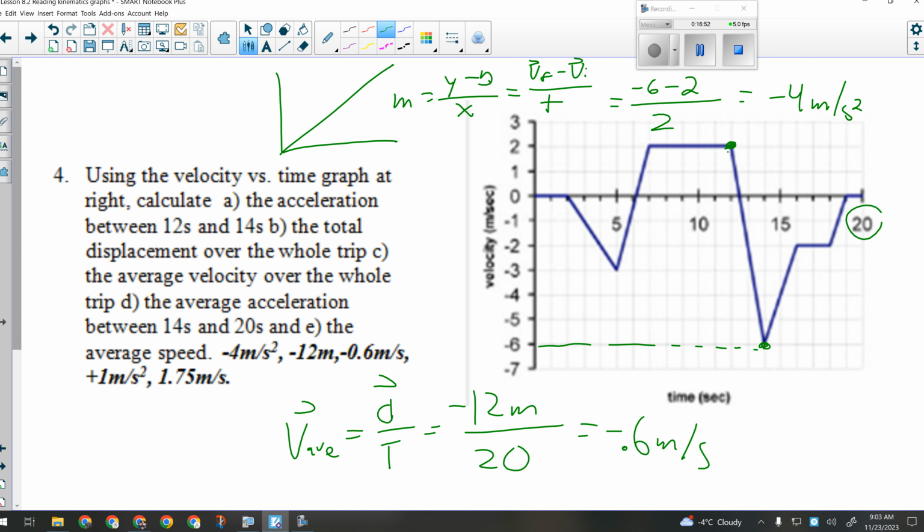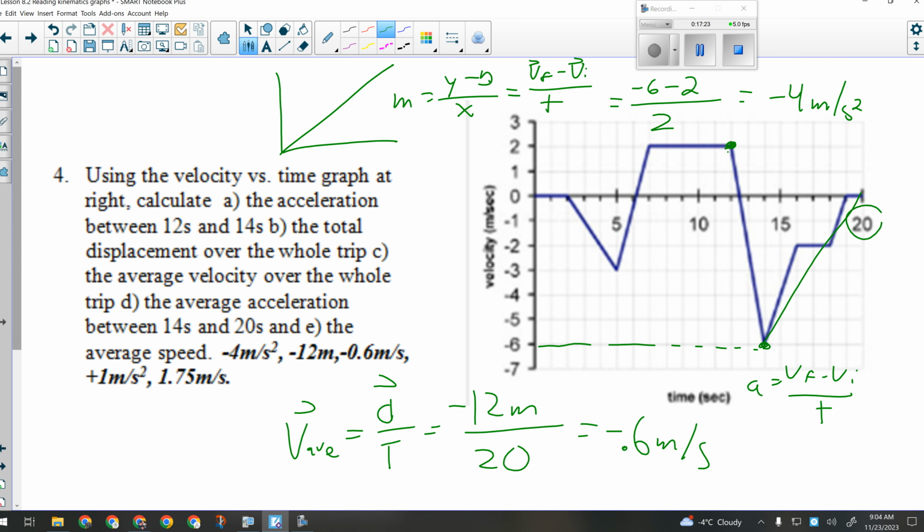Okay. Average acceleration between 14 and 20 seconds. Can I still use this formula? Yeah, because it wants the average. We realize by looking at the graph, there's a section between 14 and 20 where it travels at a constant velocity for a little while. That's okay. They want the average acceleration between those times. Essentially, they're saying, if this line existed, what would its slope be? That's what we're being asked to find.